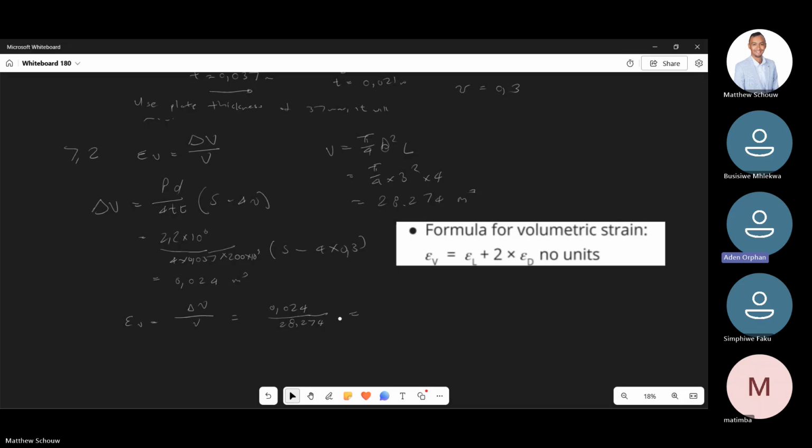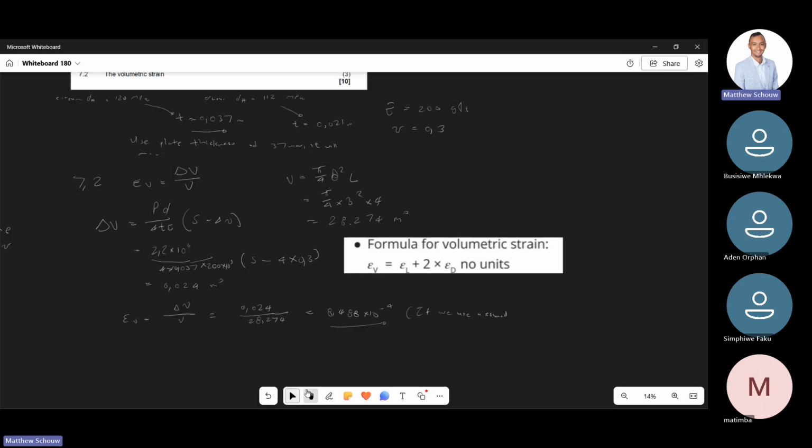That's 8.488 times 10 to the power of -4. So that means we can't do it this way. There's no unit for this. So this here is if we use the assumed values. I wouldn't say it's wrong, but obviously the question doesn't give us that, as Aiden said. So now we've got to look at another approach.